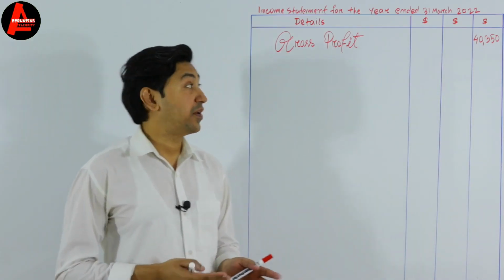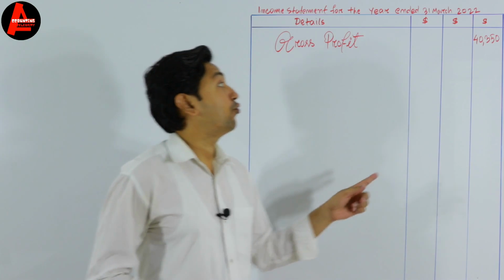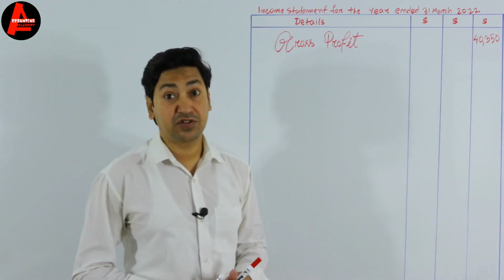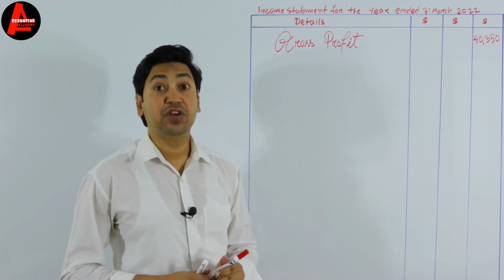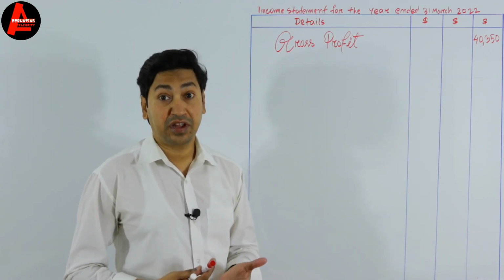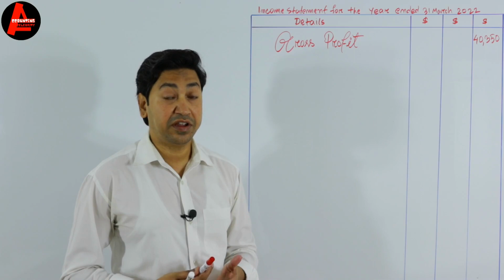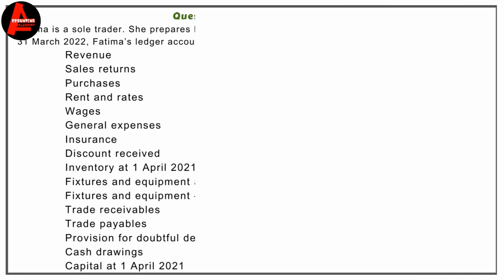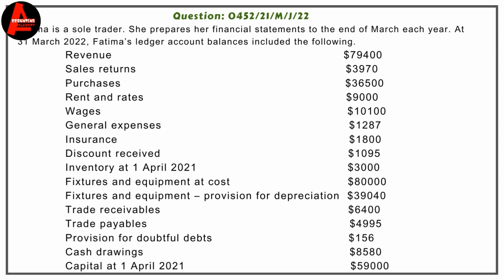So here in the first part, we calculated gross profit, which is $40,350. Okay. So in the second part, we will calculate profit for the year or loss for the year in the profit and loss account. Okay. So here, before we start, let us have a look at the question.